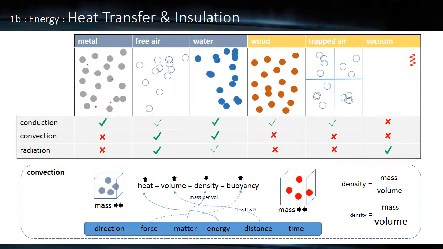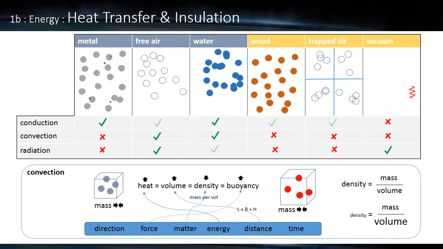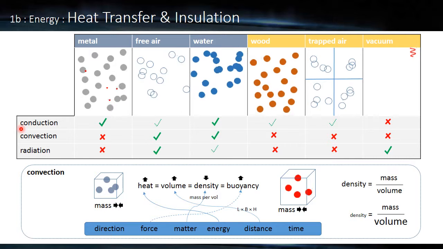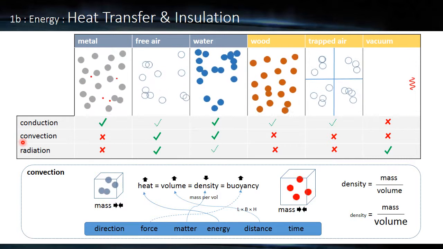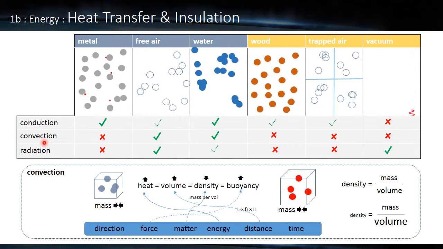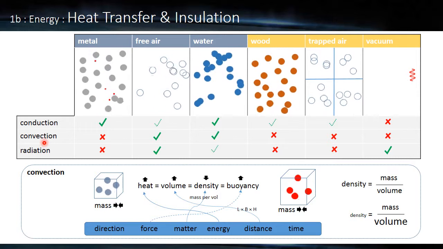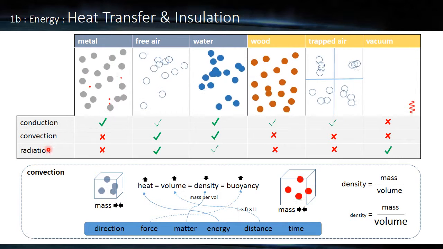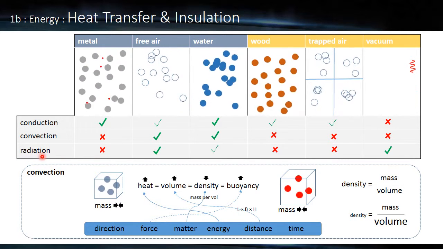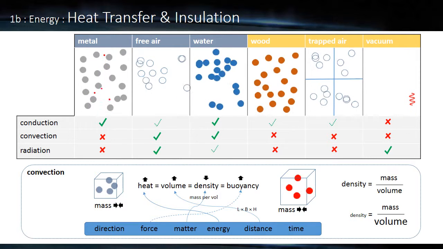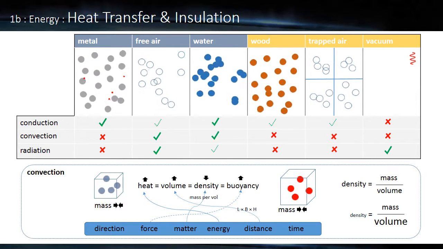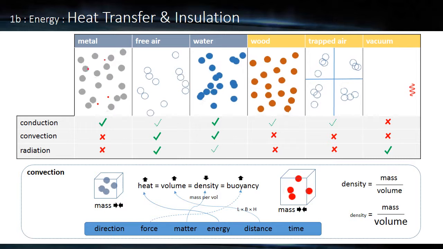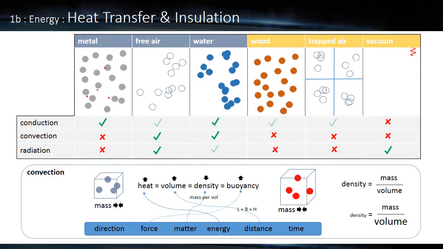Over here on the left we've got 3 processes. We've got conduction, which is particles crashing into their neighbours. We've got convection, which is the flow of fluids due to heating and density changes. And we've got radiation, which is waves transferring energy. So let's look at each of these in turn and see why they are good or bad at transferring heat.